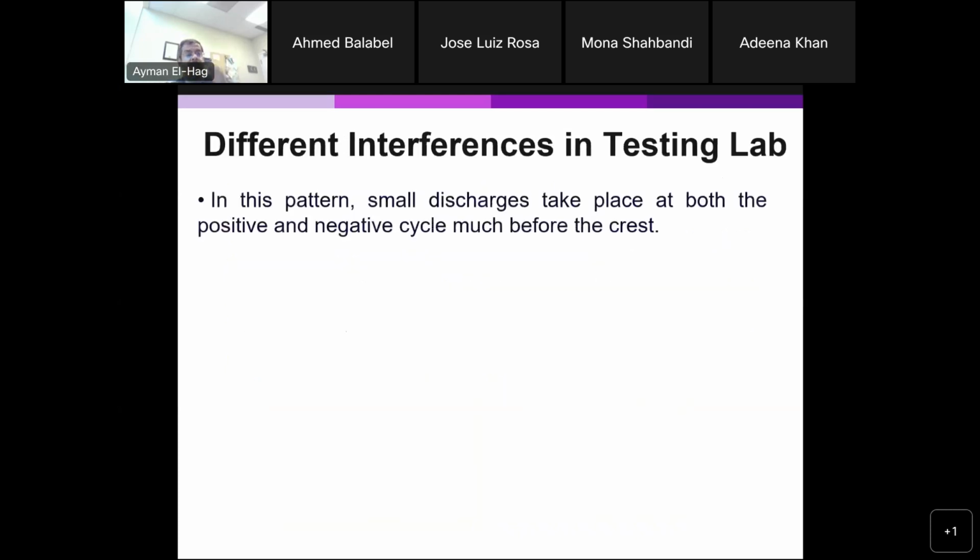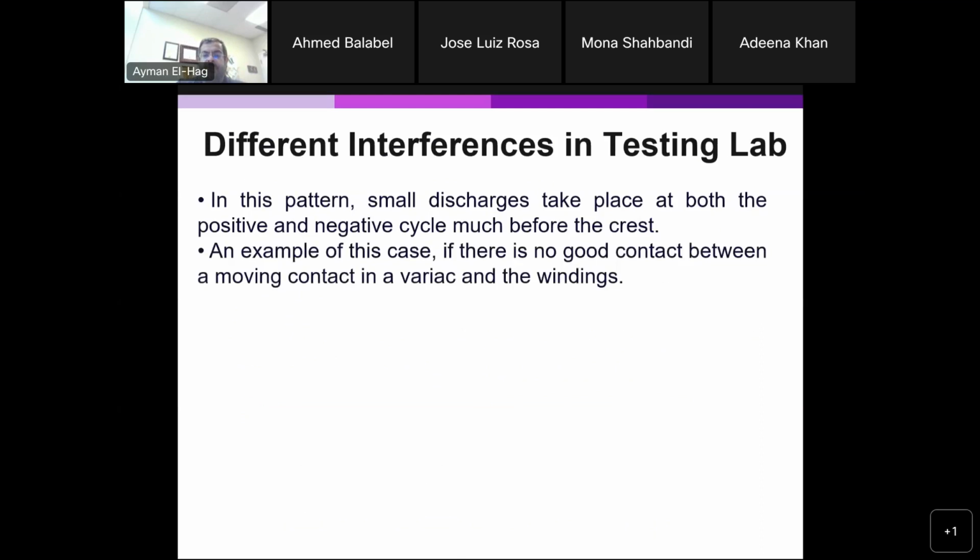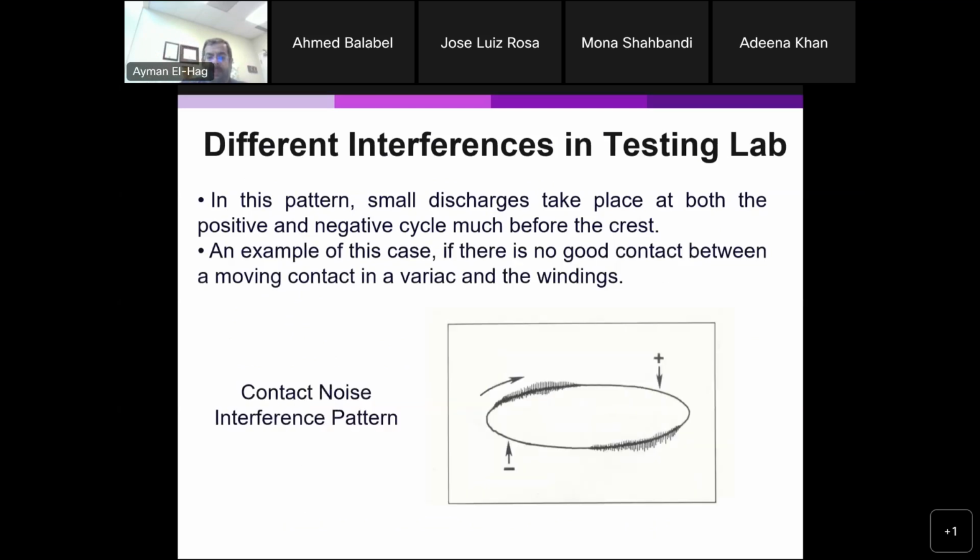Now, there are some other types of interference. Sometimes you don't measure a partial discharge, but you measure an interference from the lab. For example, if a small discharge takes place at both the positive and the negative before the crest, this means maybe there is no good contact at your variac. The partial discharge is not coming from your sample, it's coming from your setup.